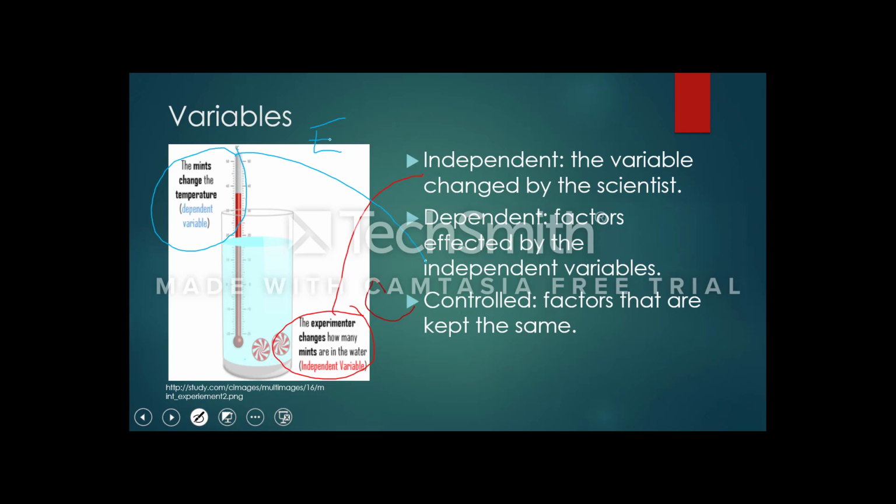There's also a controlled variable. These are the factors that are kept the same. Some of the controlled variables in the water and mint experiment would be the type of water, the amount of water in the glass, the certain type of mints being used, and the size of the glass.